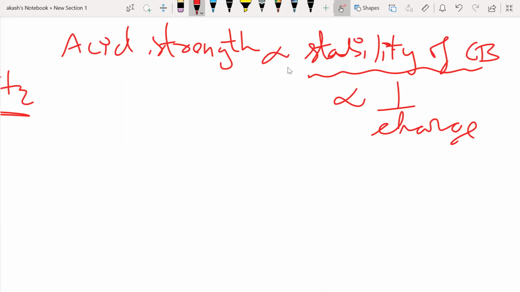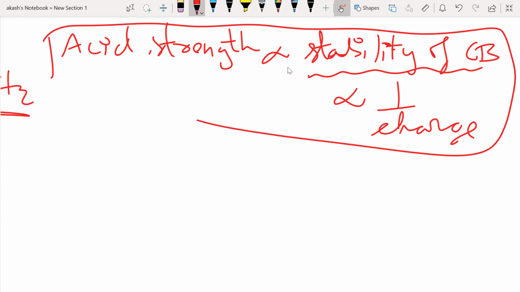Okay, right, fine. So we'll keep this in mind. This is a very important statement. Acidic strength is directly proportional to the stability of the conjugate base. And obviously, how do you say the stability of the conjugate base? With respect to inductive effect. This we already know, that it is inversely proportional to the amount of charge that the conjugate base possesses.